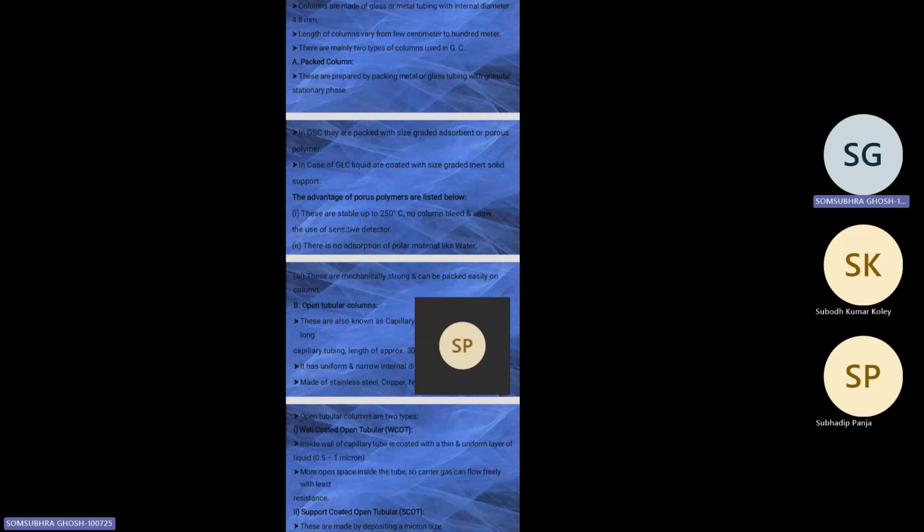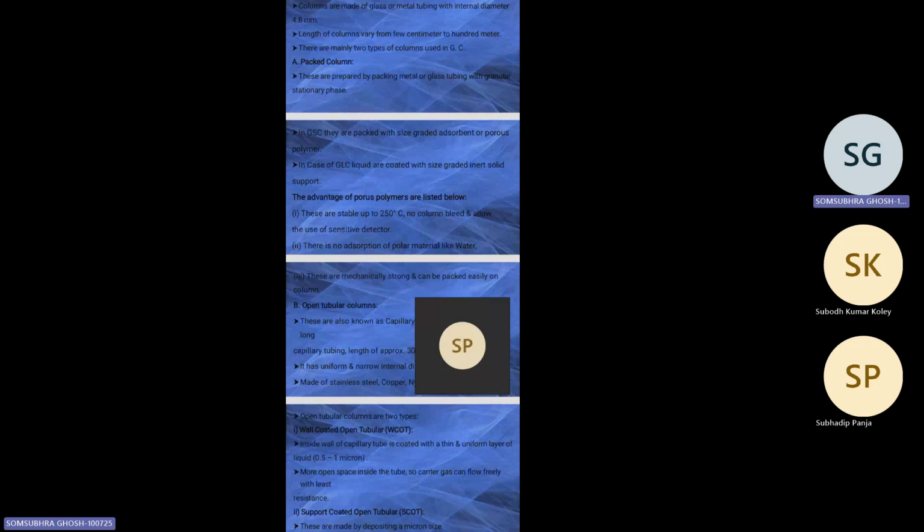Whereas there is another type of column, open tubular. Open tubular means it's a hollow tube. It's a tube, any type of tube you can imagine. Actually, the tube means it is hollow. You can imagine the water pipe. You can imagine the electric pipe. So the pipe means it is hollow inside. The inside remains completely empty. So the stationary phase is coated on the inner wall of the column by a special technique.